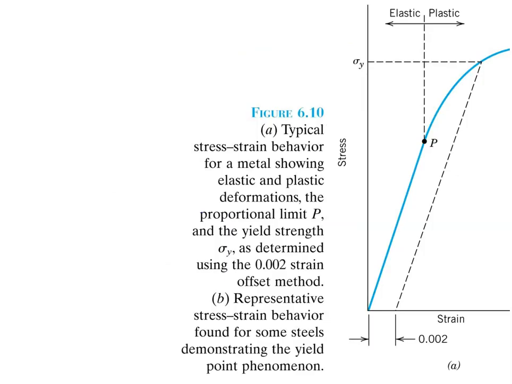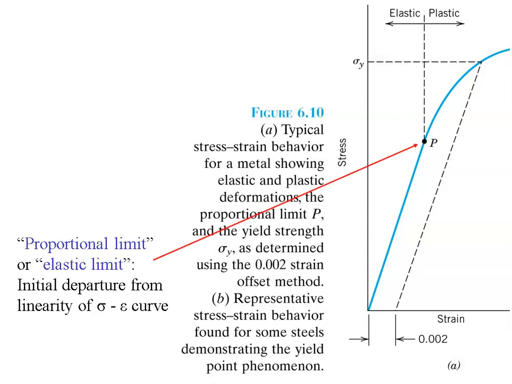Here is a stress-strain graph. Look first at the point P, where the graph stops being linear. We call that the proportional limit, or the elastic limit. It can be a little bit hard to identify that in an actual graph, and I'm sure we could have debates about exactly what stress that point occurs at.